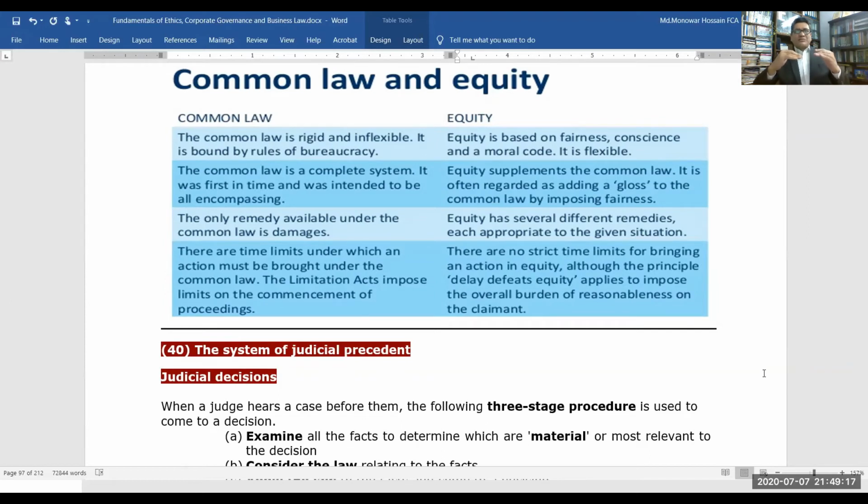It is bounded by rules of bureaucracy. And equity is based on fairness, consideration, and the moral code. It is flexible. This is the difference between common law and equity.